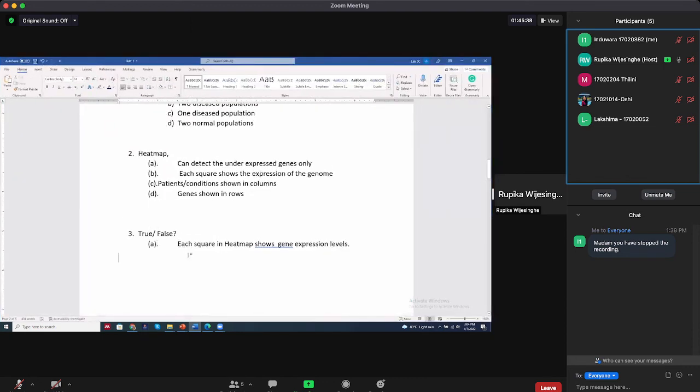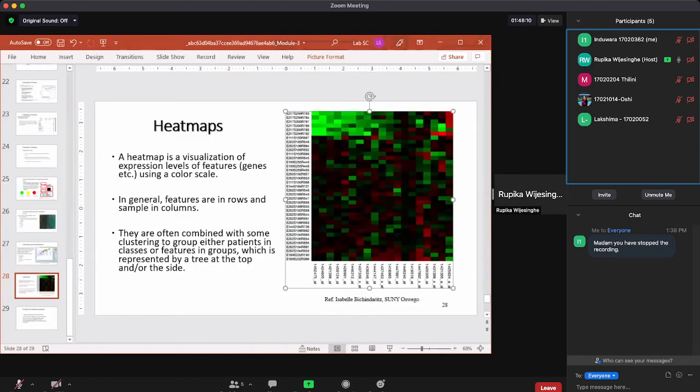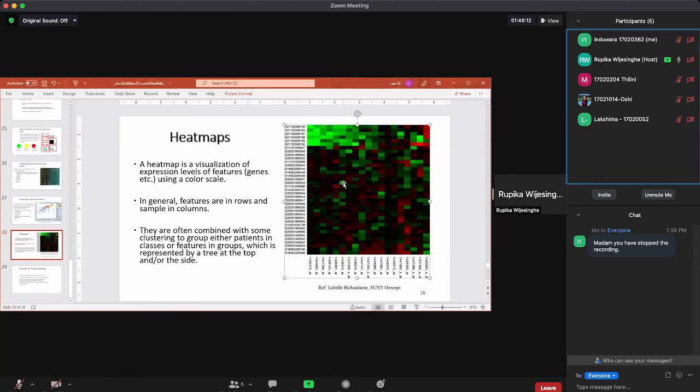Next one. Each square in the heat map shows gene expression levels. Correct, right? Each square shows the gene expression values of each gene.